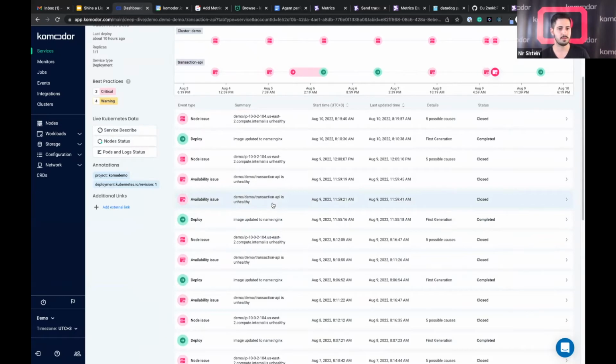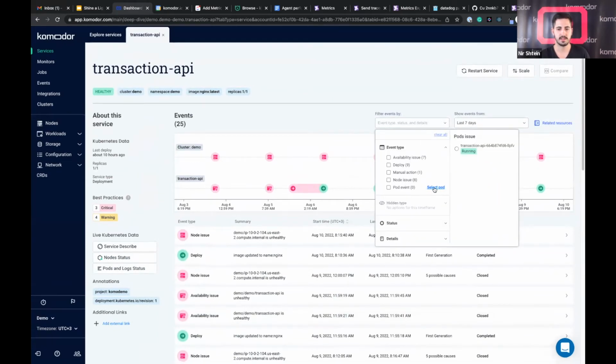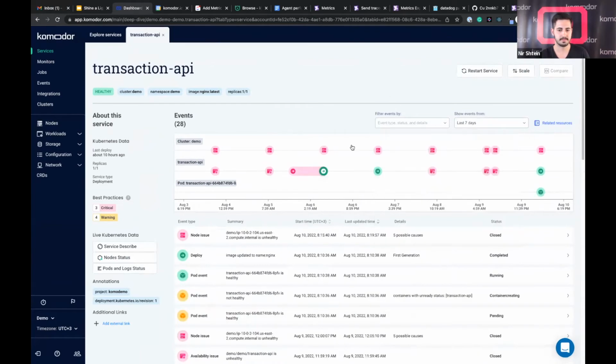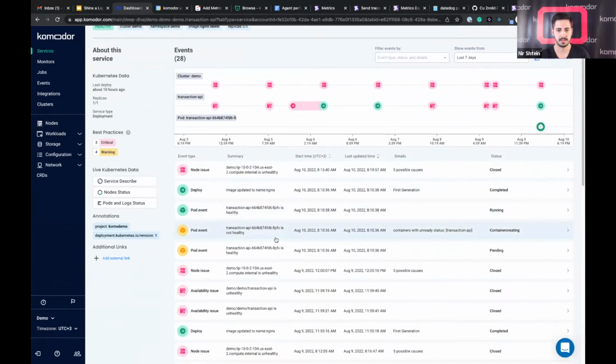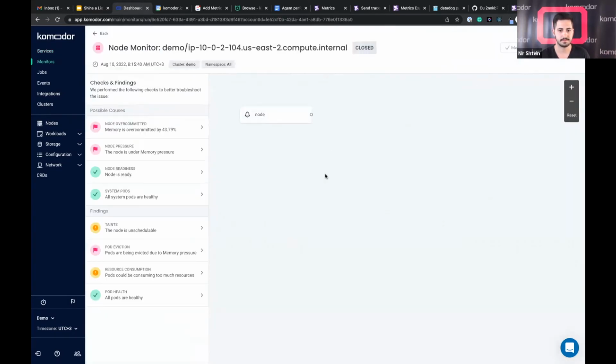So now I want to investigate what the problem and the root cause are. Maybe I will try to see events related to my pods. So I will attach a pod and see the events related to it. I don't have any special information about the pod, but I can see that every time I had an availability issue, right after that I also have a node issue. So maybe they are correlated. I will click on the node issue and open the playbook.